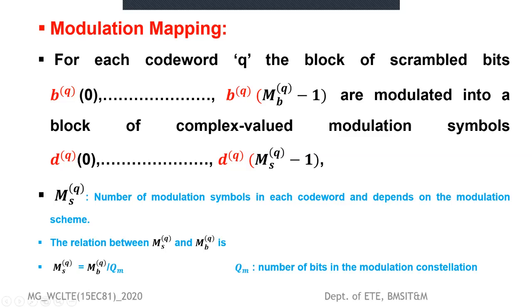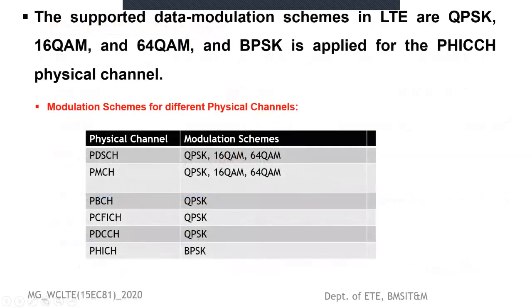So M_s to the power of q is the number of modulation symbols in each code word. M_b to the power of q is the scrambled code word bits. So that is what is written here, right? What are the different types of modulation supported in LTE? It supports QPSK, 16 QAM and 64 QAM, and BPSK also.